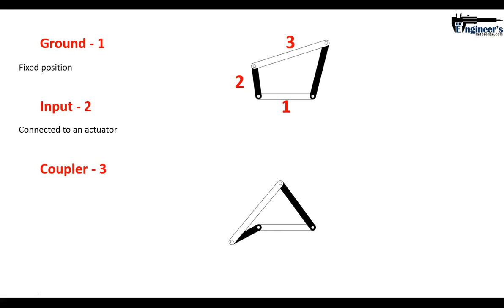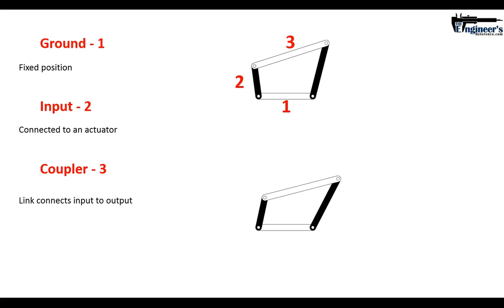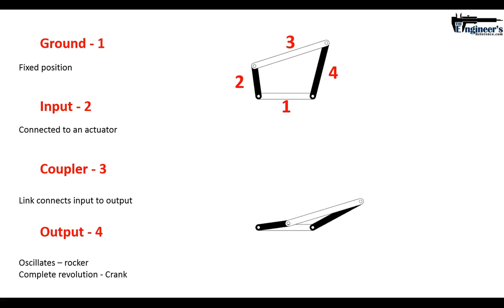And you've got the coupler, and this link is connected between that input and your final linkage, also known as the output, which is the fourth link. And that just gives you your desired motion. And that output is either going to rock, it's going to oscillate, and that's when we call that a rocker, or it's going to make a complete revolution, which makes it a crank. And of course, that term, crank and rocker, also applies to your input.